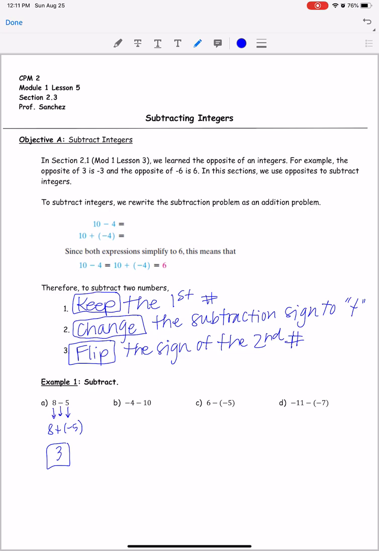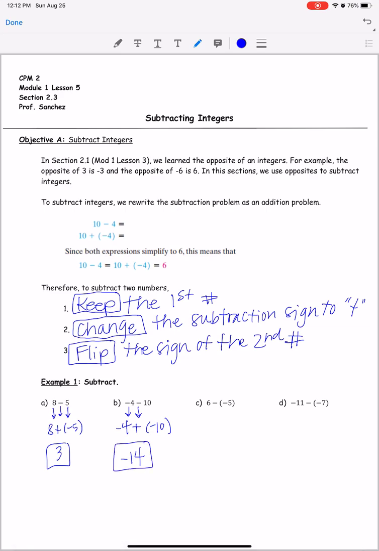Let's try again with B. We've got -4. We keep it, change the subtraction sign to addition, and change this +10 to a -10. Now use your addition rules. We have the same sign, so you add and keep the sign. So 4 plus 10 gives me 14, and keep that sign of a negative.